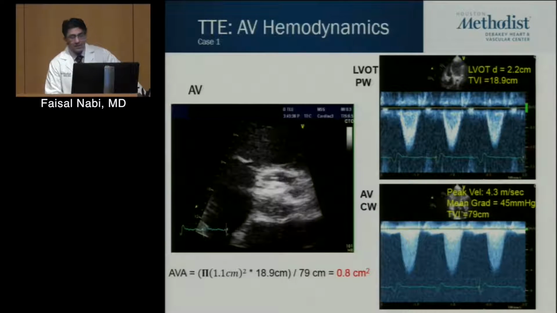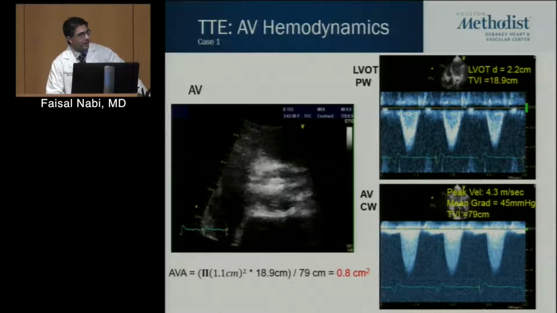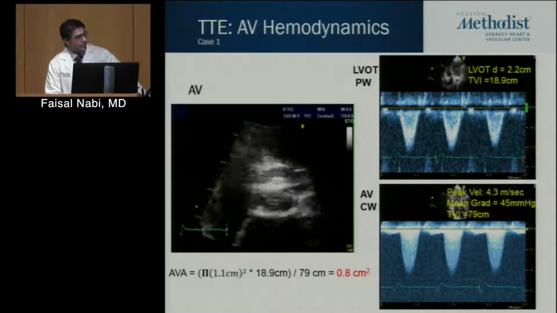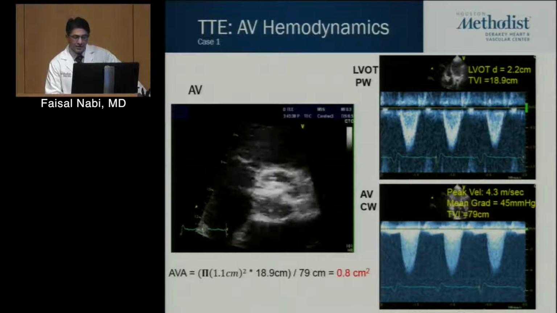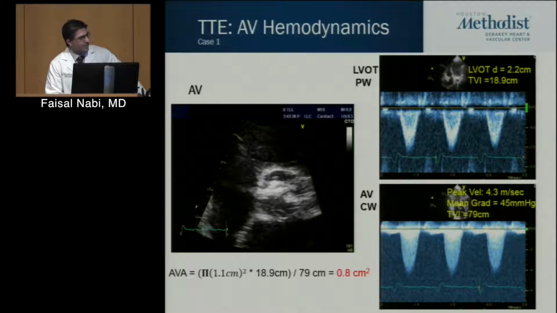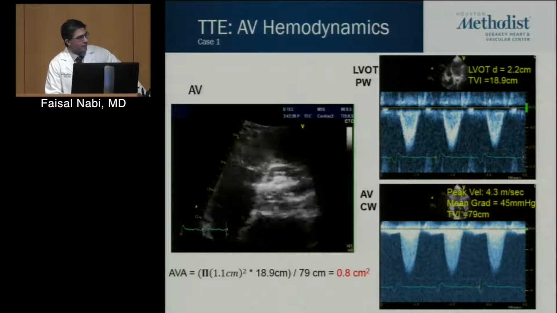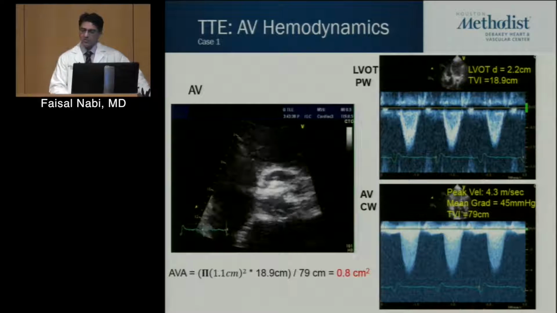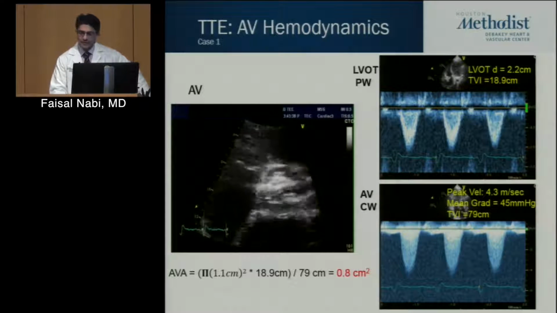We went on to calculate some of his hemodynamics. A lot of this was spoken about earlier in some of the talks. You can see here the short axis view of the aortic valve, and you can see how heavily calcified it is. You get the impression that there is a little bit of opening, but you really can't tell what kind of valve this is. You can see that the contour of the CW jet is rounded.